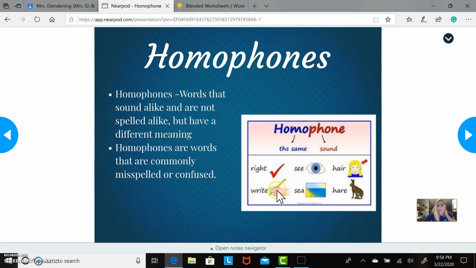So right here we have right and right, like you have the right answer, and then right like you're writing on your paper. See, you see with your eyes, and see like the ocean. Hair like your hair, and hare like the Easter bunny, the rabbit.